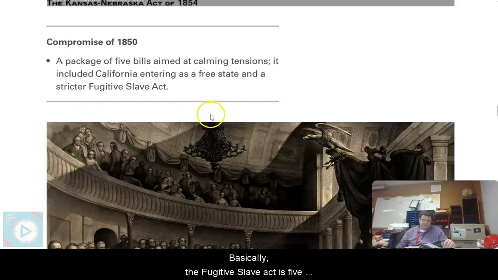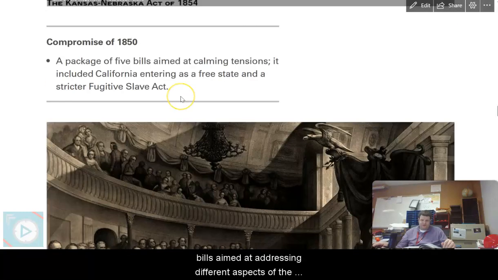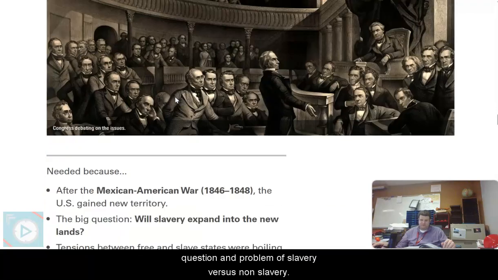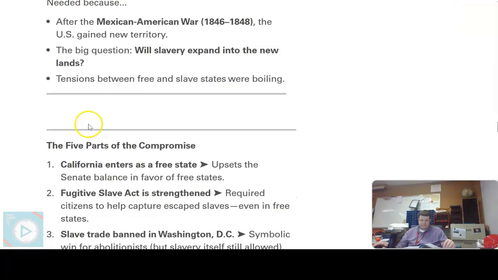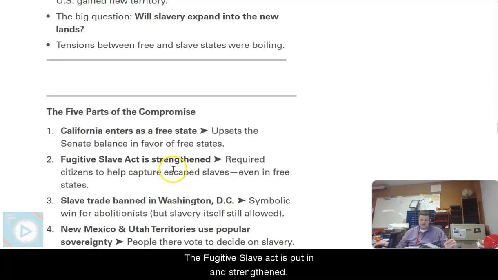Basically, the Compromise of 1850 is five bills aimed at addressing different aspects of the question and problem of slavery versus non-slavery. First one, California is a free state. Thanks to the California Gold Rush of 1849, San Francisco 49ers, California will enter as a free state. As mentioned before, they don't want slaves as competition. They're going to be pro-freedom. The Fugitive Slave Act is put in and strengthened.